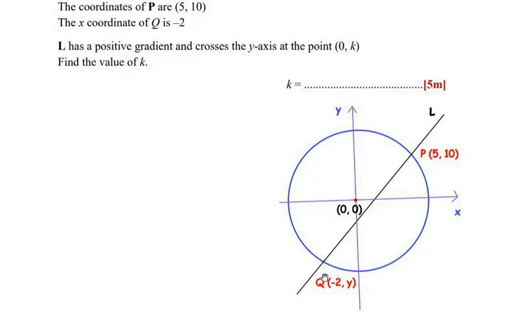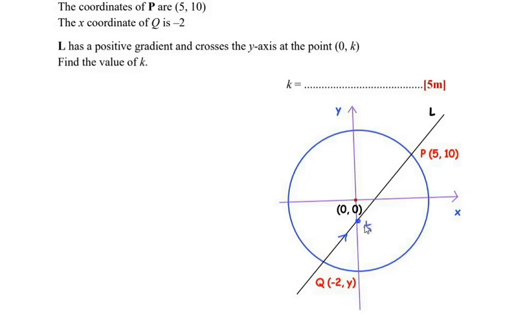And the x coordinate of Q is given as -2, but we do not know the y coordinate. So the coordinates of Q are referred to as (-2, y). Now it has been given that L has a positive gradient, which means that if you look at the line moving from left to right, it has to go upward this way. So this shows that the line L has a positive gradient. And this line L crosses the y-axis at the point (0, k). So maybe over here we are going to get the point k, which is on the y-axis. We need to find out the value of k.